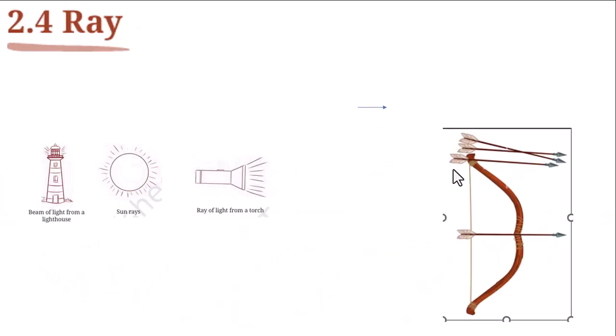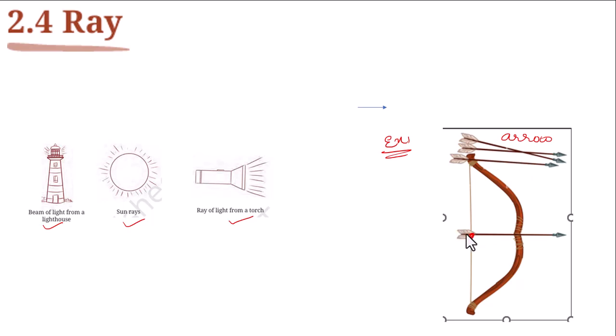We will see the next one, which is a ray. We know very well ray means a beam of light from a lighthouse, sun rays, rays of light from a torch. All this we know as a ray. So I am going to give a different example. The ray example is an arrow. You know the bow and the arrows, right? Look at here what is there.